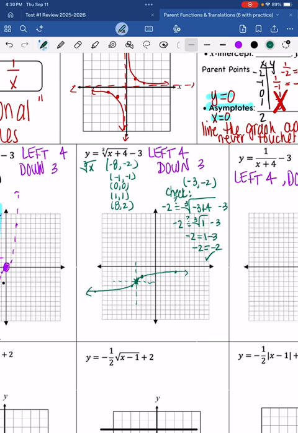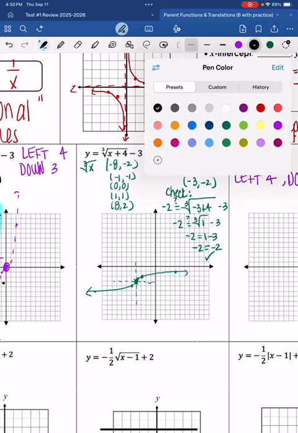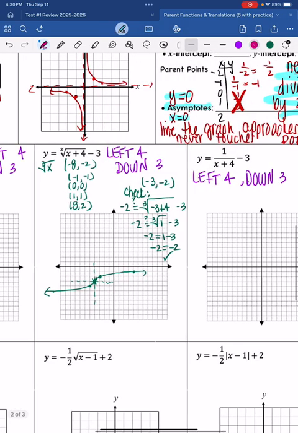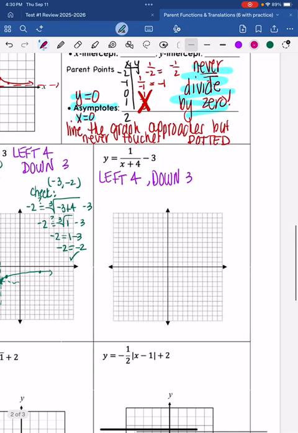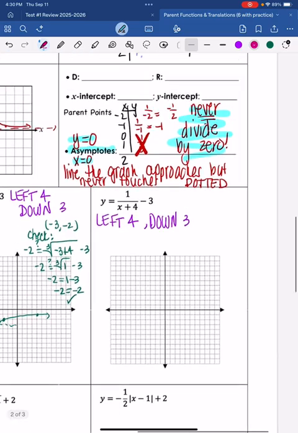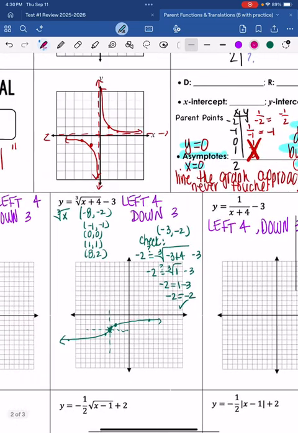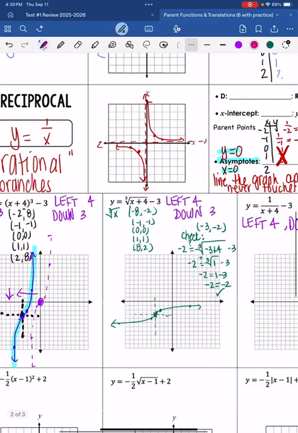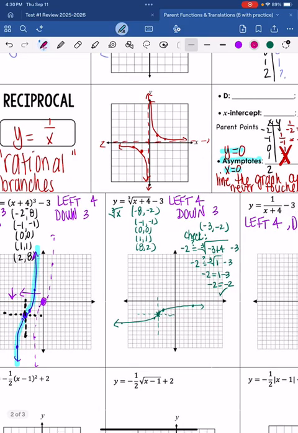We've done it right. I'm showing you this method because it works for all parent functions for all the shifts. Okay, now let's do the rational function, which has branches. So I'm moving left 4 down 3, and that's going to be my new origin point. But the difference is the rational function, that's right here, right above. It's got these branches. It doesn't go through the origin.